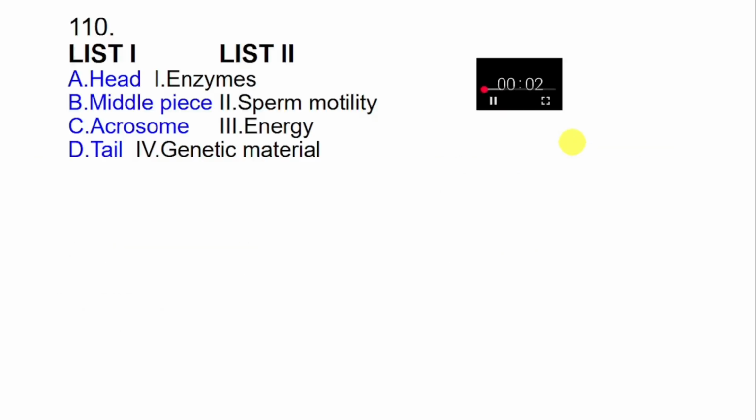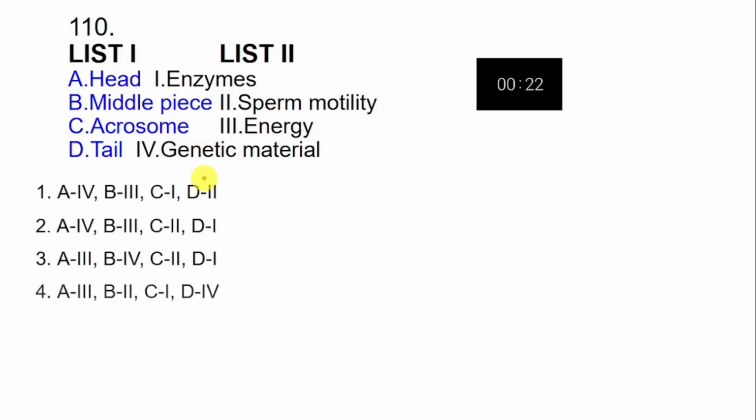Next one. Okay, head, middle piece, acrosome, tail. These are all found in human sperm. So head has the genetic material, middle piece has energy, acrosome has enzyme, and tail is responsible for motility. So A4, B3, C1. Option 1 is the answer.